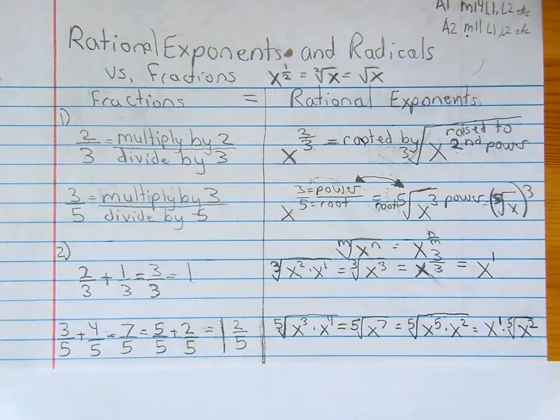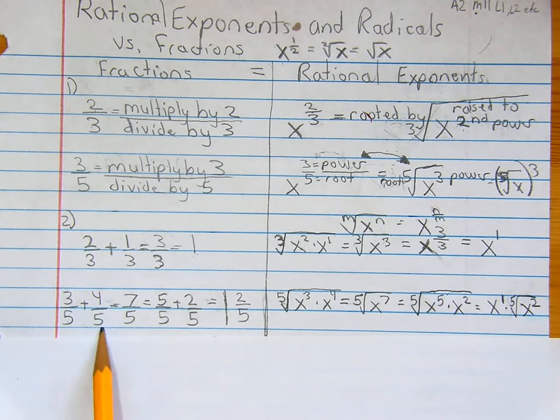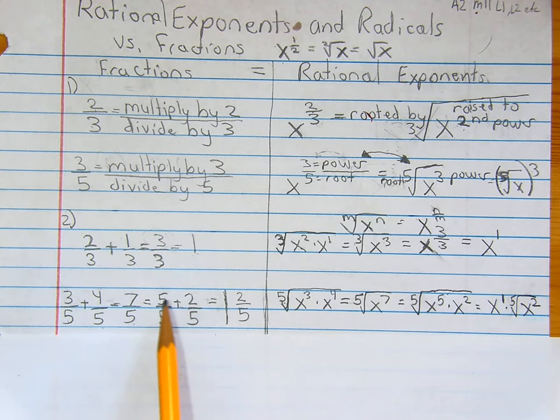Okay, so let's look at another example. I have 3/5 plus 4/5, which equals 7/5. Well, I can break that out and regroup it as 5/5 plus 2/5. Still 7 in my numerator, still fifths in my denominator, but this is going to simplify to 1, and I'm left with 2/5 as what's left over.